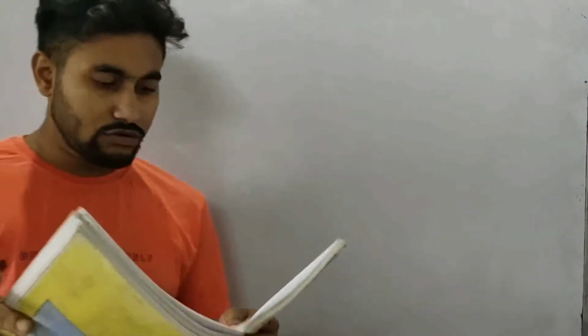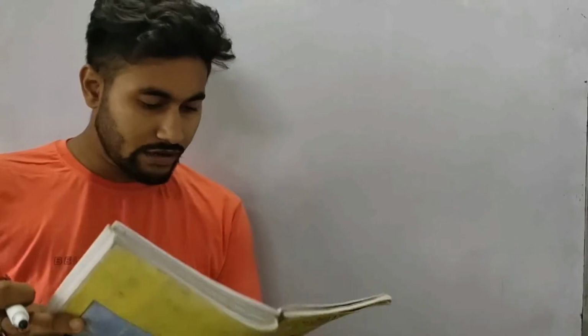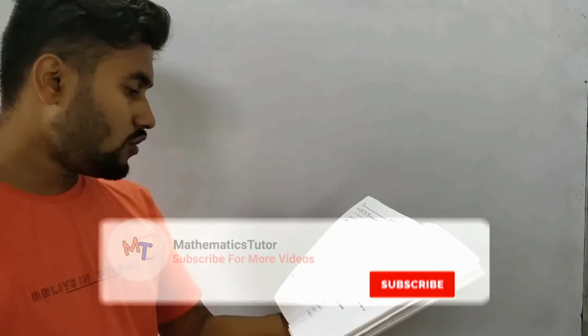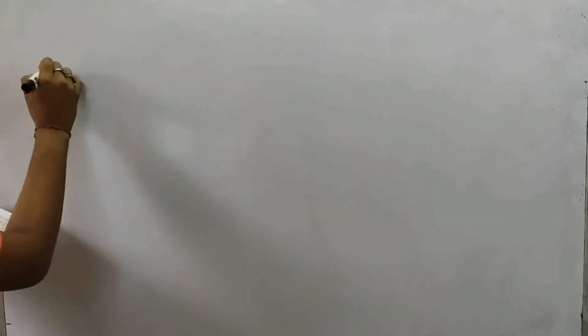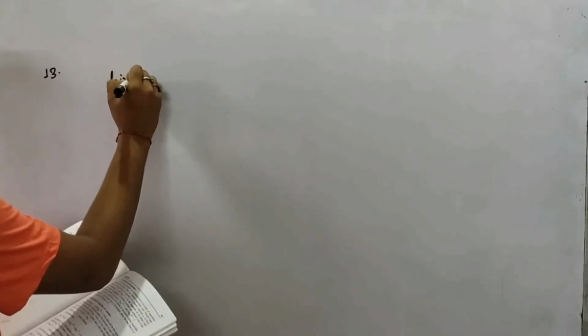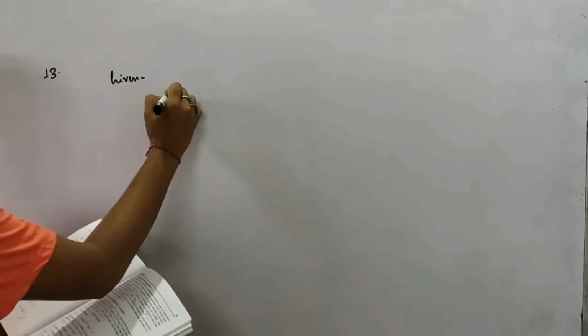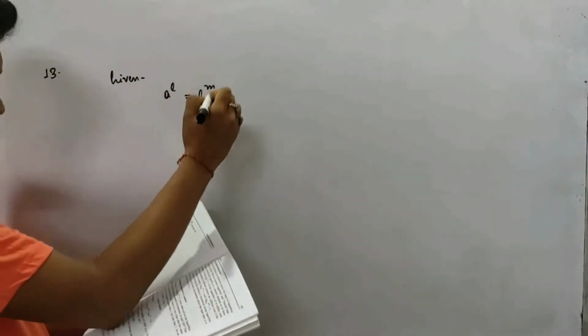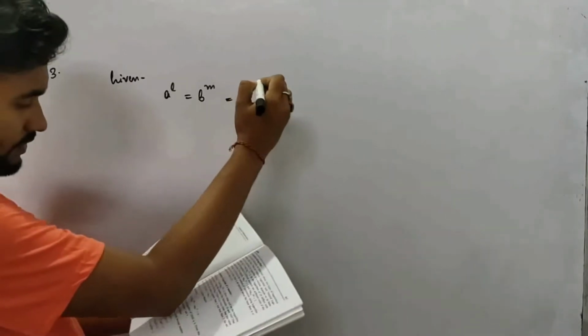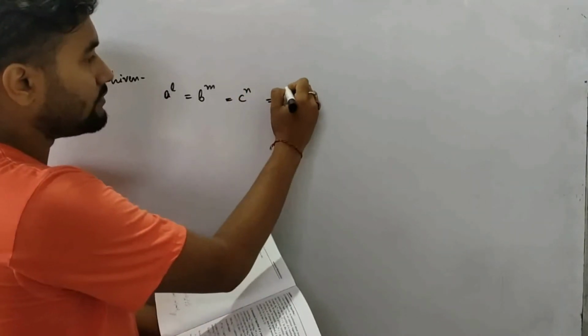Question 13: if a to the power l is equal to b to the power m is equal to c to the power n is equal to d to the power p, then show that log of bcd to the base a equals l into this. So, write it down. Given: a to the power l is equal to b to the power m is equal to c to the power n is equal to d to the power p.